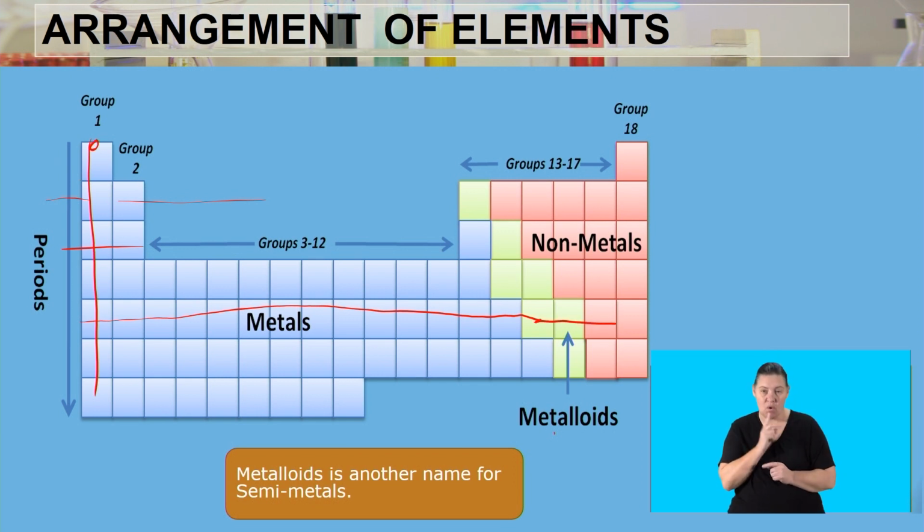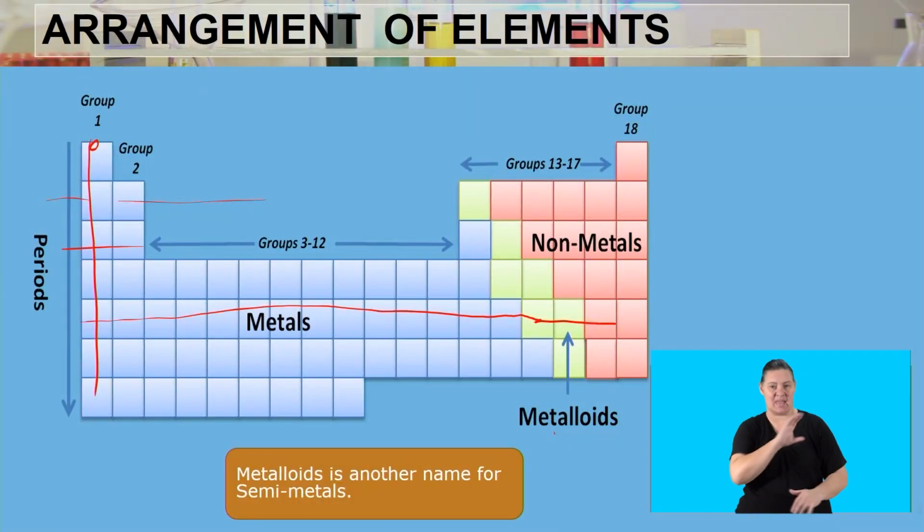As you're moving across the periodic table, the properties of these elements change. But as you're moving from top to bottom, they all have similar characteristics, they have similar traits, because those are known as families.